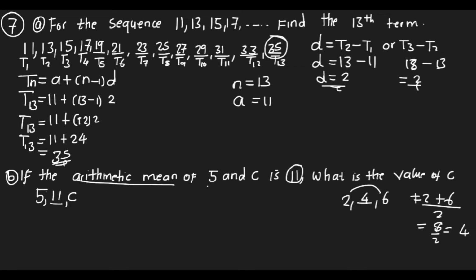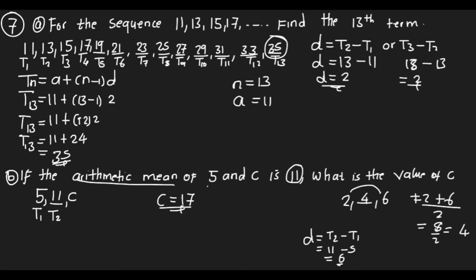We can find the value of c in so many different ways, but let's find it by first finding the common difference. So common difference is equal to second term minus the first term. Second term is 11 minus 5, which is giving us 6. So from 5 to 11, 6 was added. So from 11 to c, we need to add 6 again. So the value of c is equal to 17.